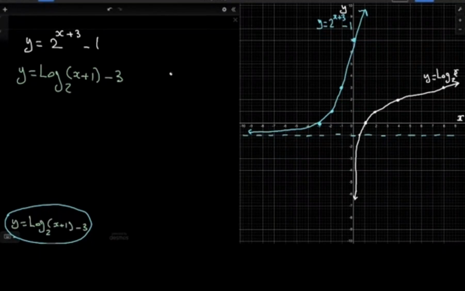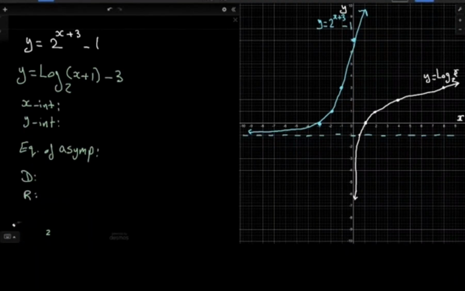After that, let's write down the things that we're supposed to find. We want to find the x-intercept, y-intercept, equation of the asymptote, and then we're going to tell the domain and range. Let me just get rid of this because we already wrote that now.